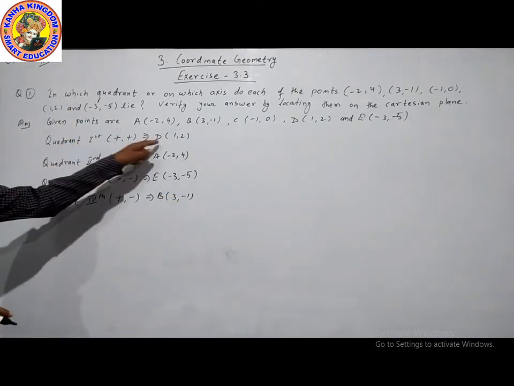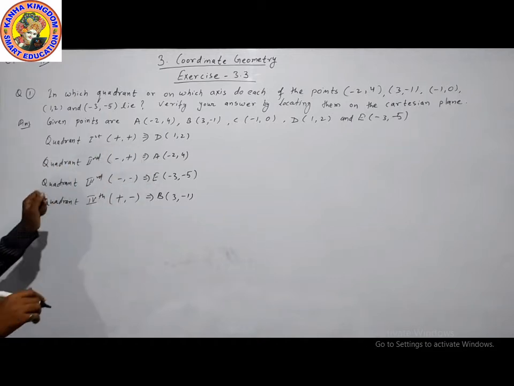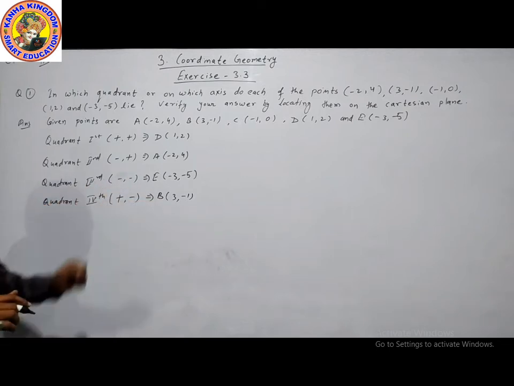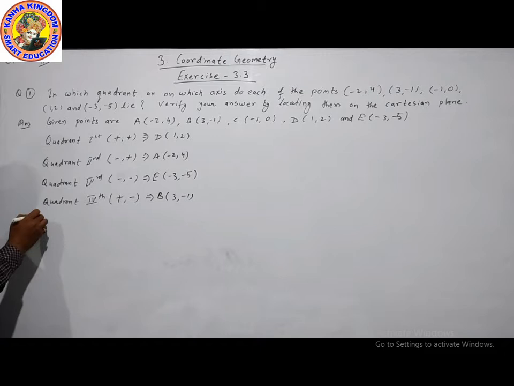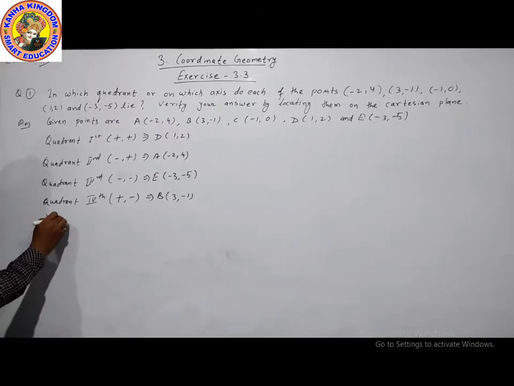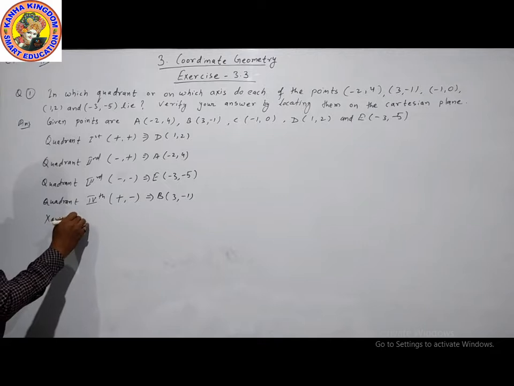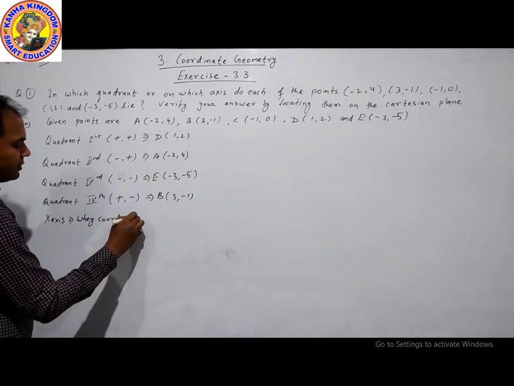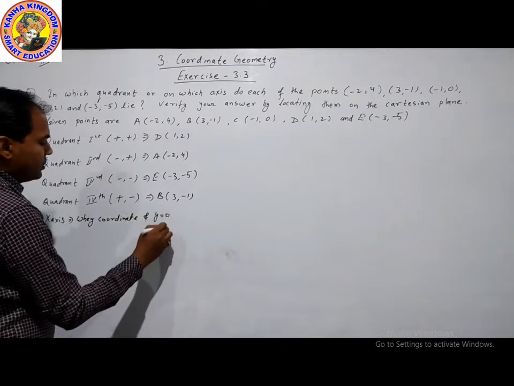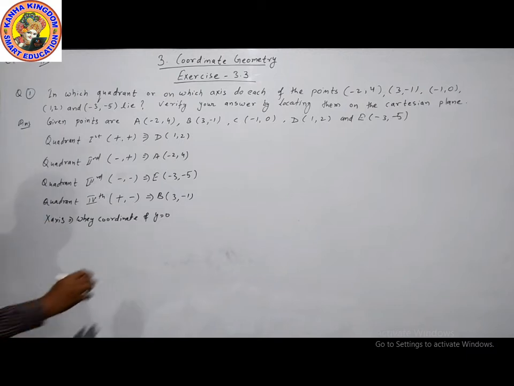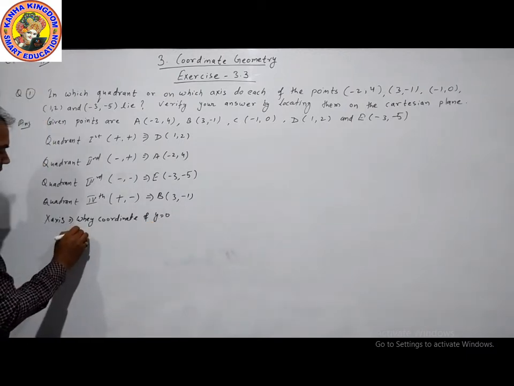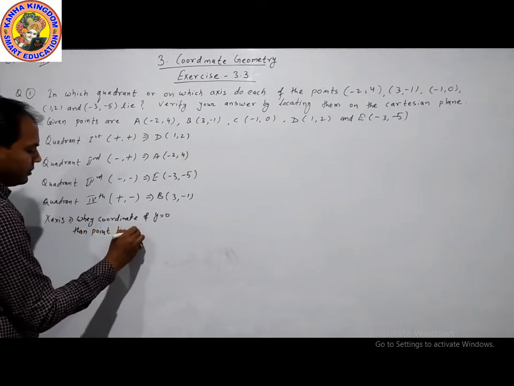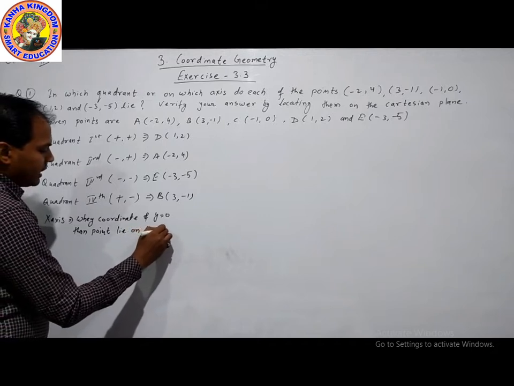So in the first quadrant, point D exists. In the second quadrant, point A exists. In the third quadrant, point E exists. In the fourth quadrant, our point B exists. Now x-axis: when the coordinate of y is equal to 0, then the point lies on the x-axis.